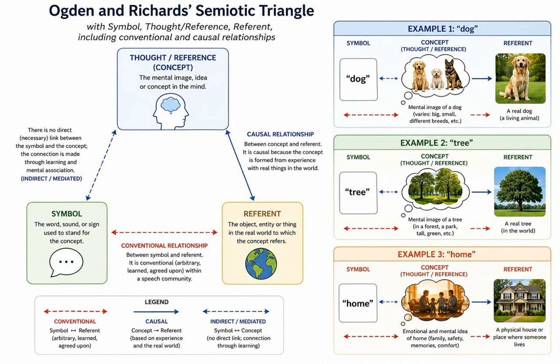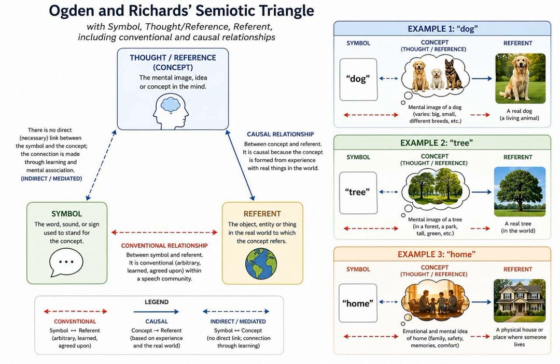The key idea of the triangle is that there is no direct connection between the word and the real object. Instead, the connection works through the mind, so it goes like this. The word dog triggers a concept in your mind, and that concept connects to the real dog in the world. Okay, in other words, meaning is not inside the word itself, but is inside our mental interpretation.